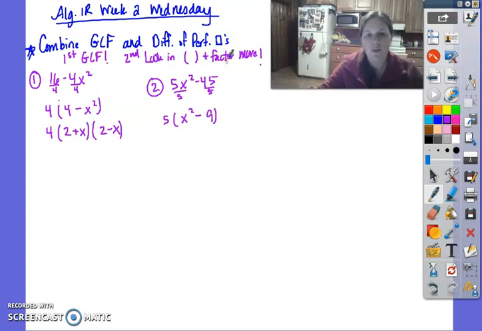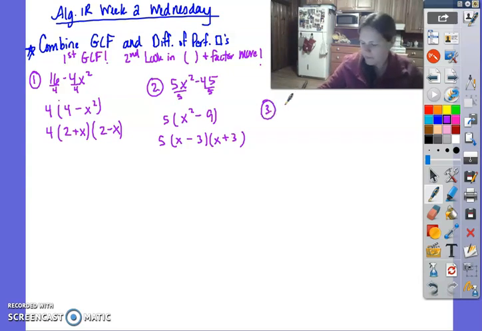Second, look in the parentheses and factor more. Keep your GCF out front. Don't lose her. She's very important. X squared minus 9. What's the square root of x squared? That comes first. What's the square root of 9? That goes second. Since 9 was second, the square root of 9 goes second. And then we just have to have opposite signs. It does not matter which one goes where, regardless of what I tell you.